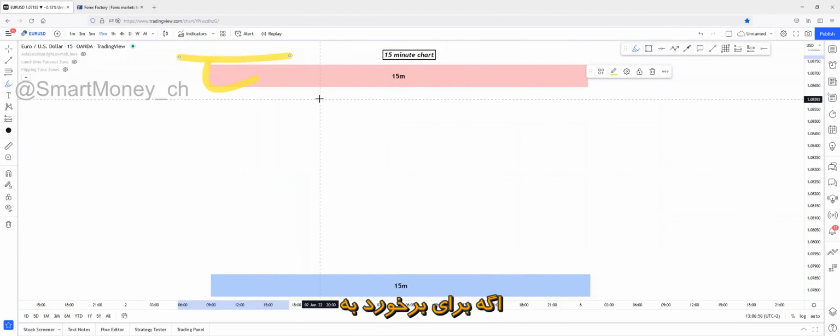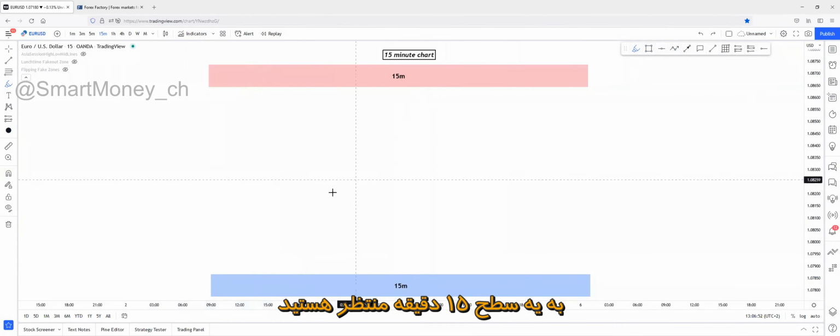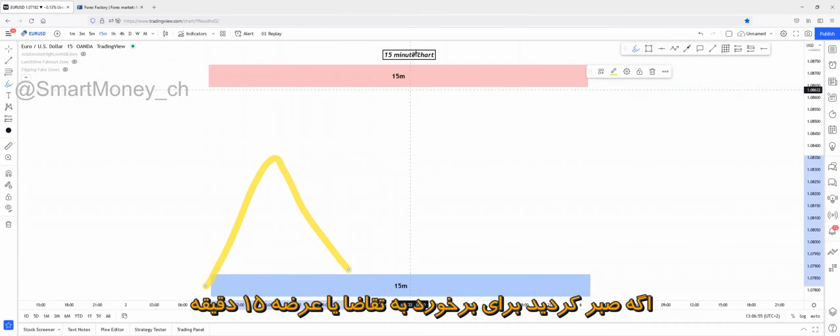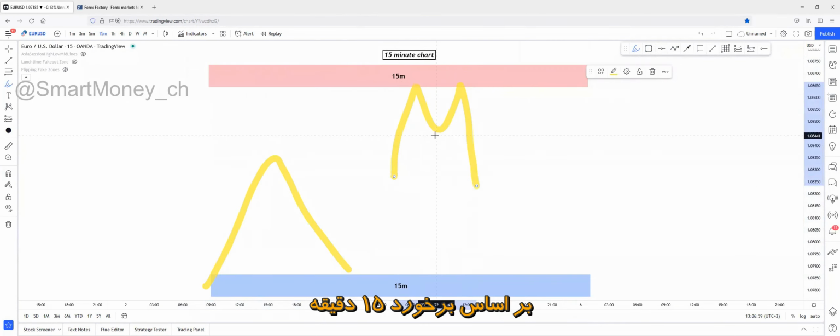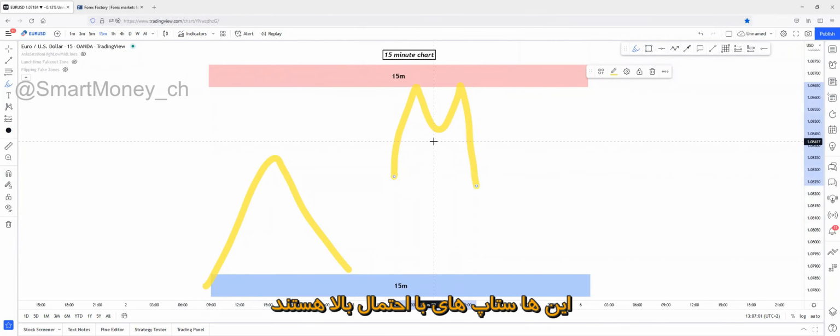So the highest probability setups: if you wait for simply the 50-minute zone taps, if you wait for the 50-minute demand or the 50-minute supply to be tapped and trade based on these 50-minute taps and 1-minute change of characters, these are the highest probability setups.